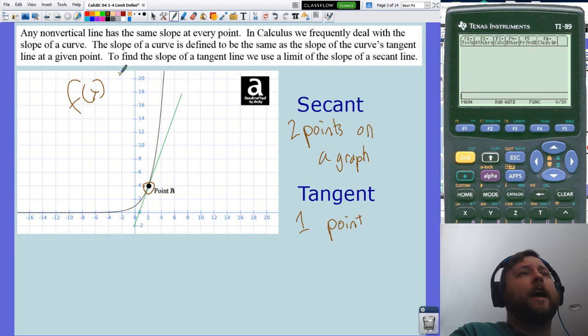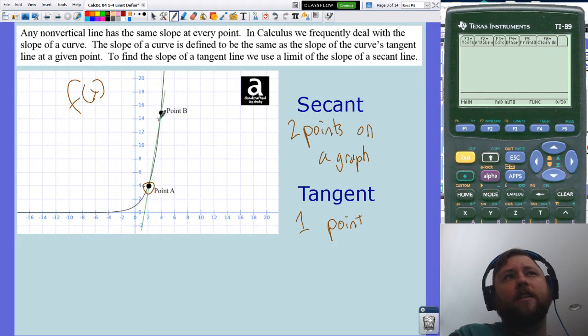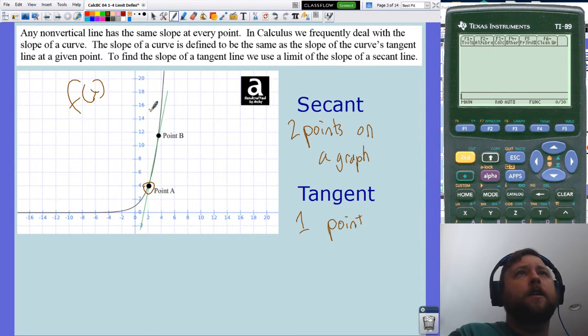But what you have to do to actually find the slope of a tangent is take that secant and push those points closer and closer until those points are on top of each other. Then you see that the line forms a tangent where it crosses once, and you can figure out the slope. So we use limit definitions to make this happen.